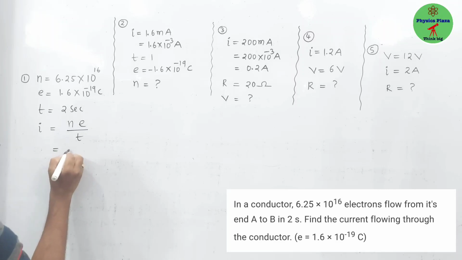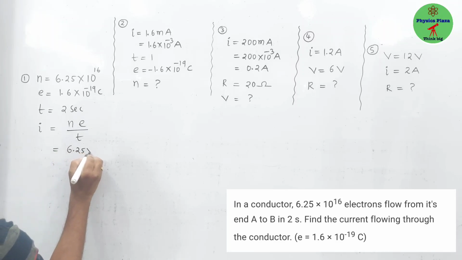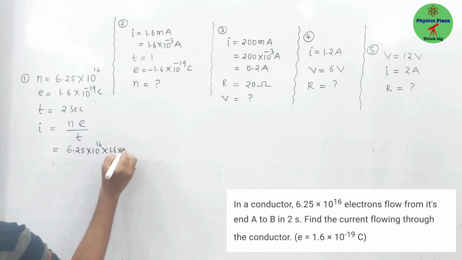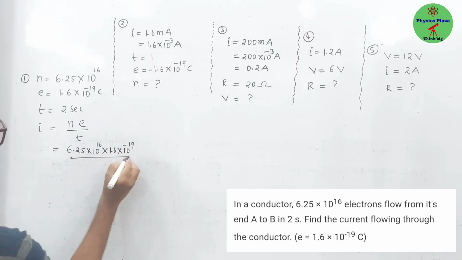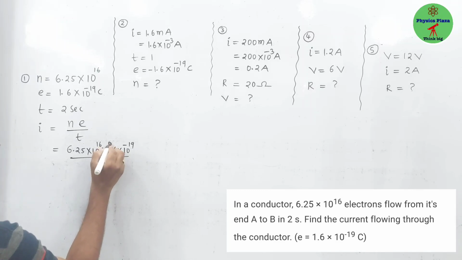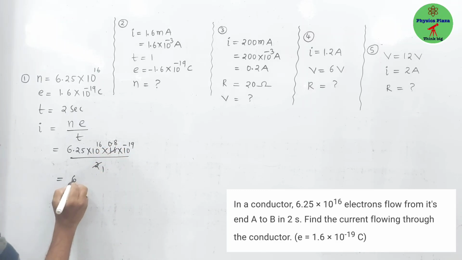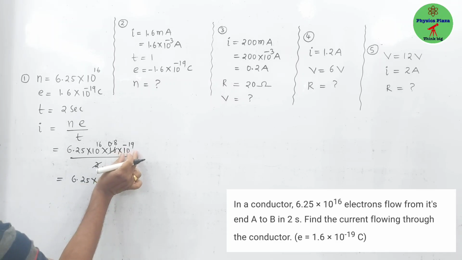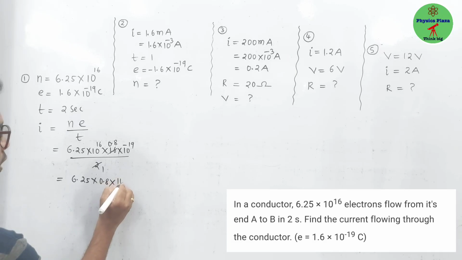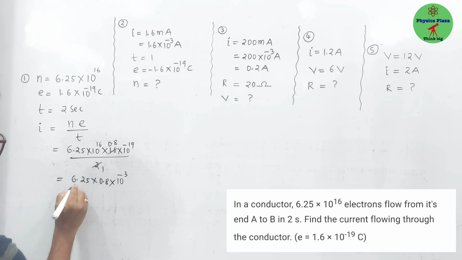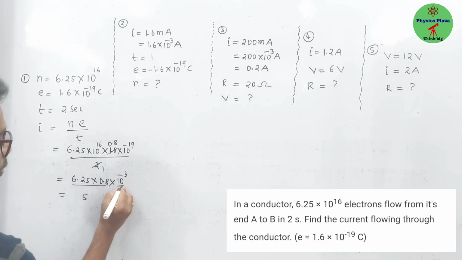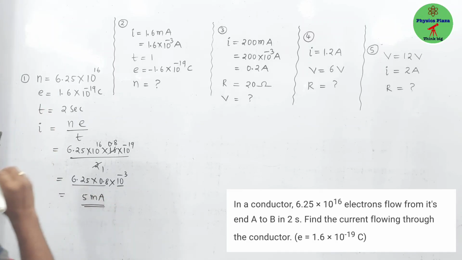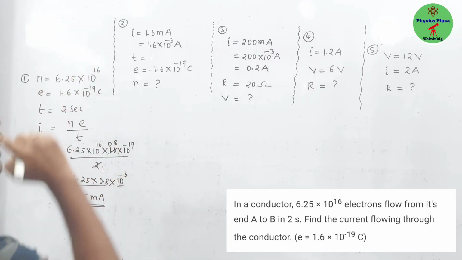So based on this, substitute here 6.25 into 10 power 16 into 1.6 into 10 power minus 19 by 2. 2 ones are 2, 0.8. This is going to be 6.25 into 0.8 into 10 power minus 19 into 10 power 16. This is going to be 10 power minus 3. So this will become 5. 10 power minus 3 is nothing but milli. So 5 milliampere current. Is it clear? Fine. Come to the second numerical.